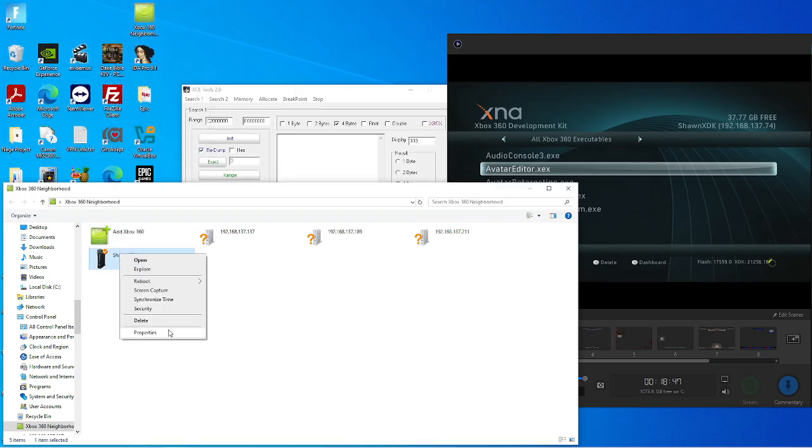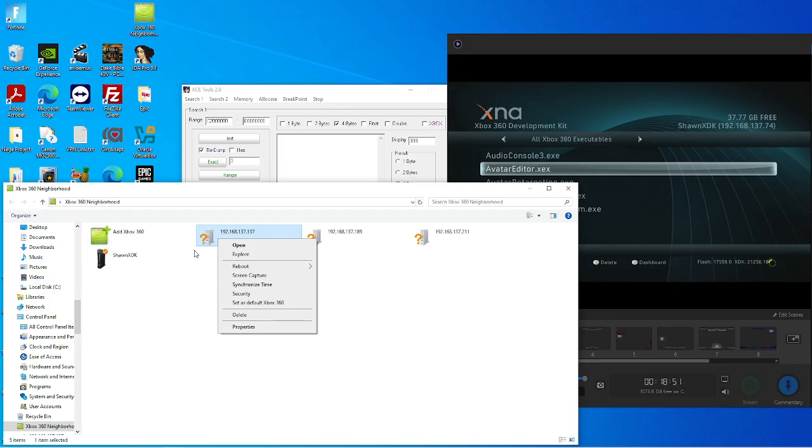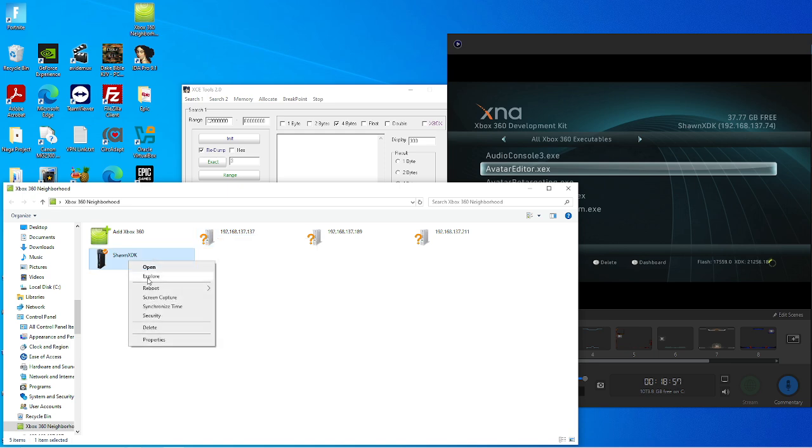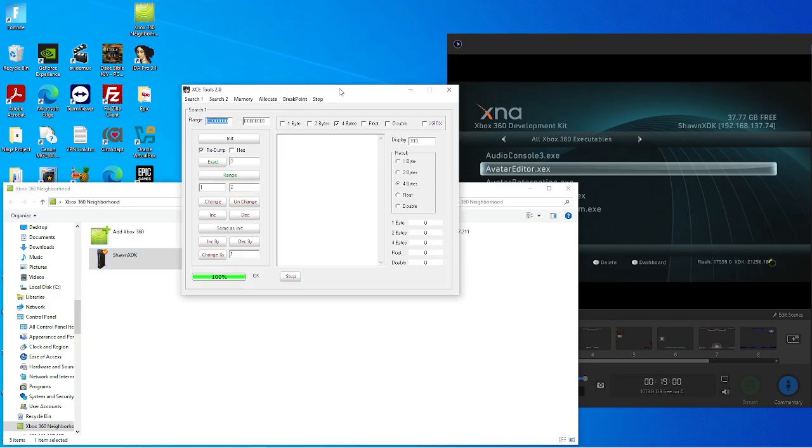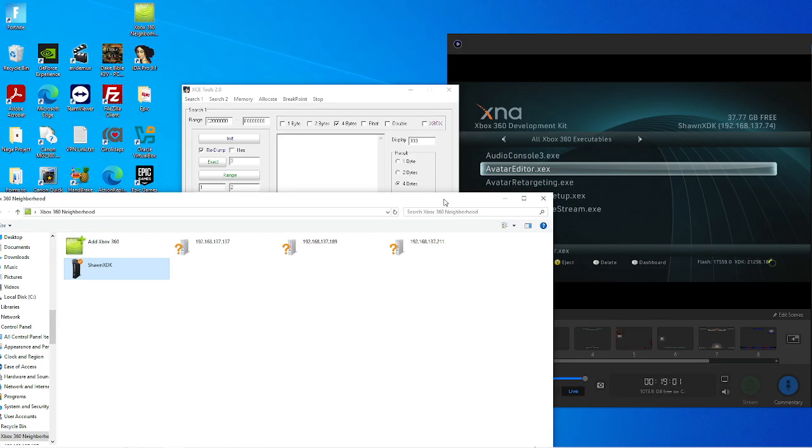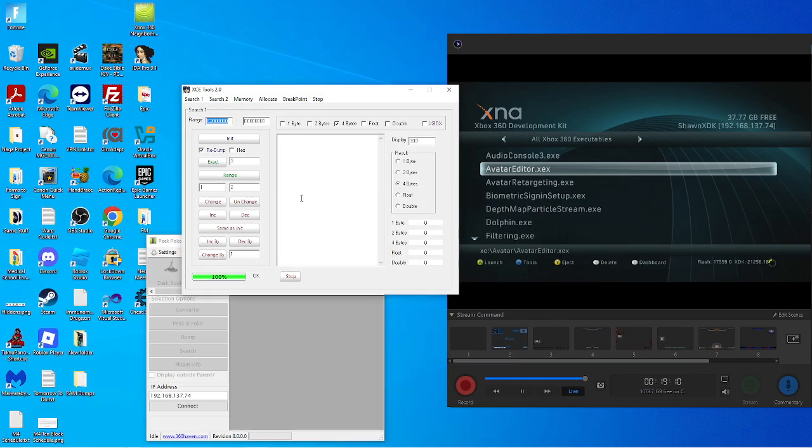I've already added my console. Then if the console weren't set as your default, you right click, set as default Xbox 360. I've already done that for this. So now what that lets us do is, yeah, that lets us get XCE tools working.